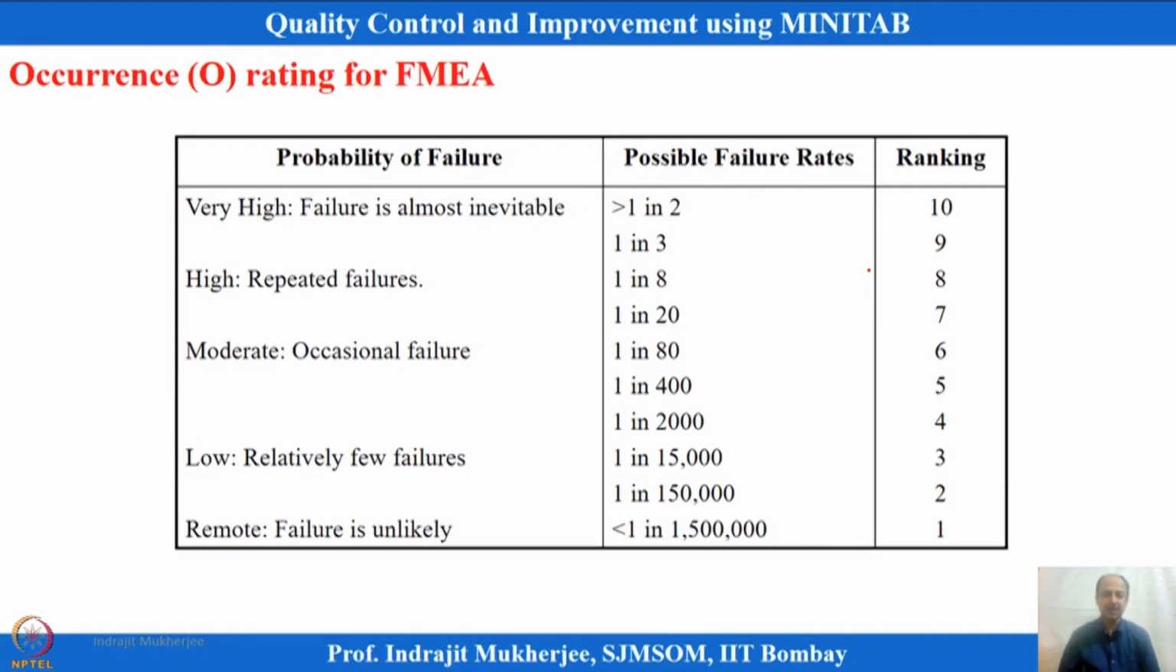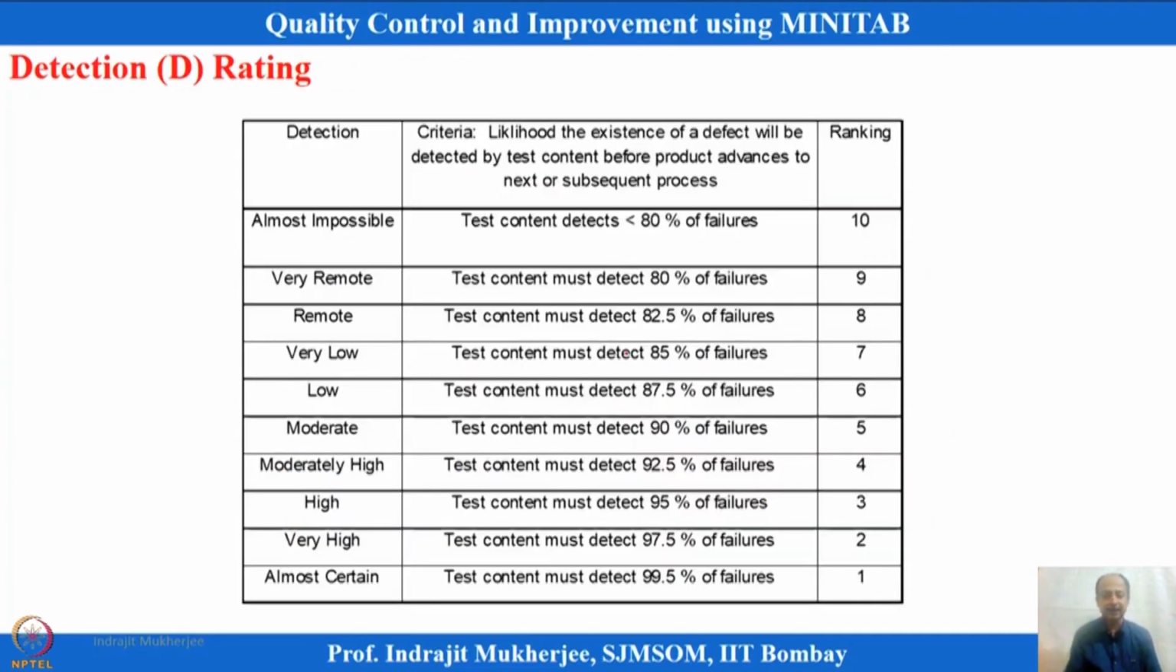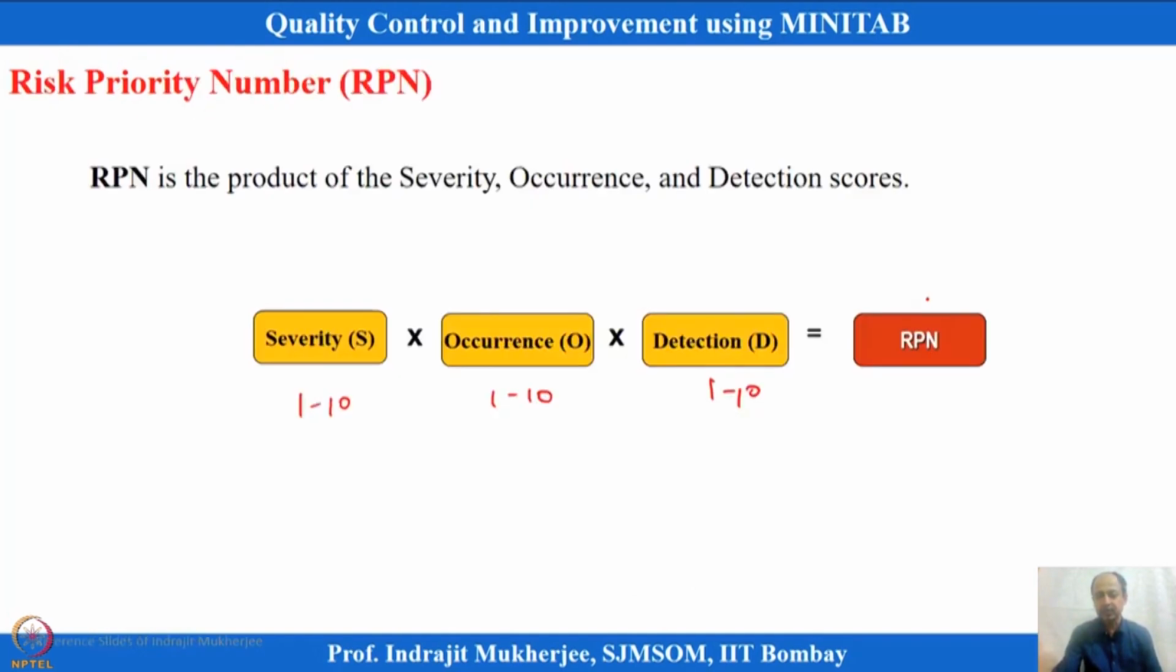Then occurrence: how frequently this cause is coming. If you have blocked that cause, you can reduce the occurrence. Here also the frequency of occurrence is very high, this type of cause is coming several times. So, the rating will be high. And if the detection method is not strong for this cause, again the ranking will be 10.